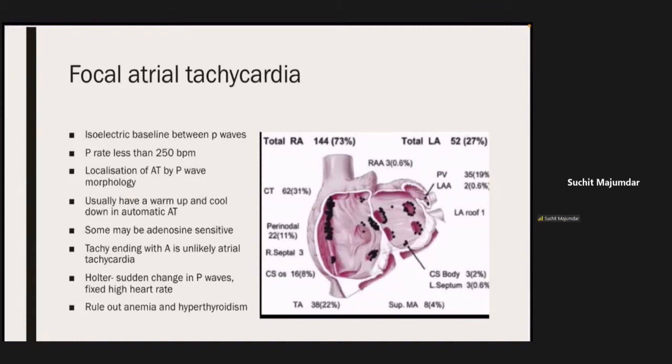Also, a fixed high rate. Whenever you see a patient and you do an ECG, it is always a rate of 130, and it looks not like typical sinus but near sinus rhythm. That fixedness of the heart rate is unlikely to be a sinus tachycardia. It is likely to be an atrial tachycardia. And whenever you find an atrial tachycardia, always rule out whether it is a sinus tachycardia by ruling out anemia and hyperthyroidism.